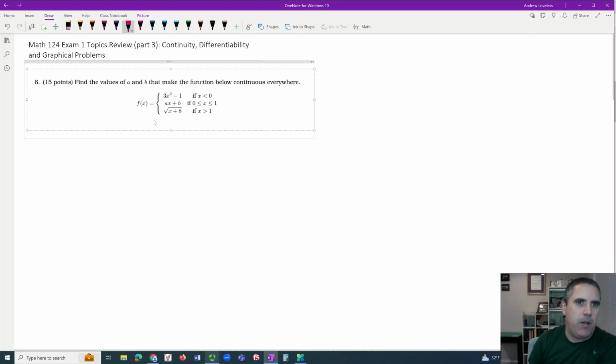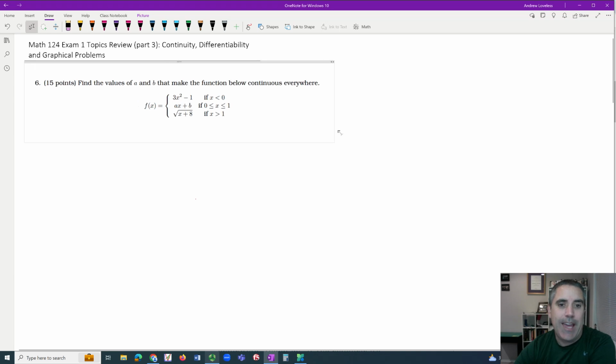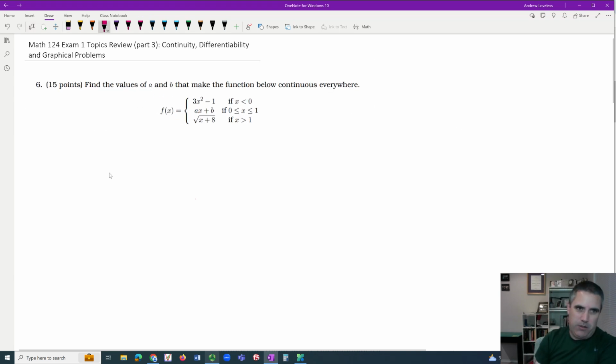Part 3, I'd like to talk about continuity, differentiability, and I'll throw in here graphical problems. So in a second, we'll do some graphical problems. Casually, continuity means there are no breaks. Differentiability means the slope always matches up everywhere. Casually, when I look at this problem, the points of interest are 0 and 1 right away. I want the functions to match up. So how do we make the values match up?